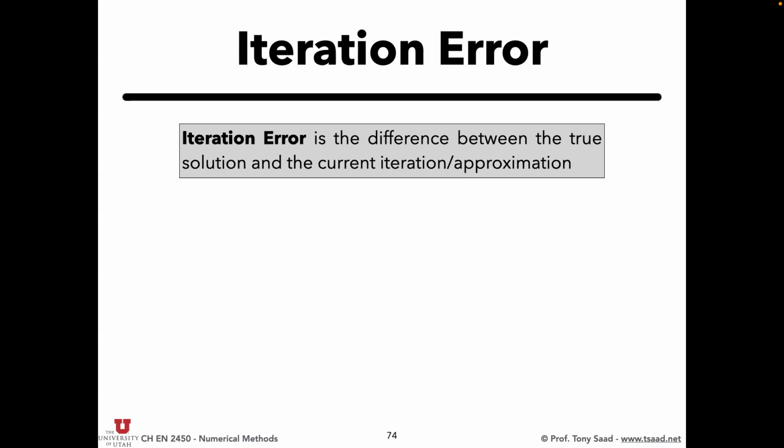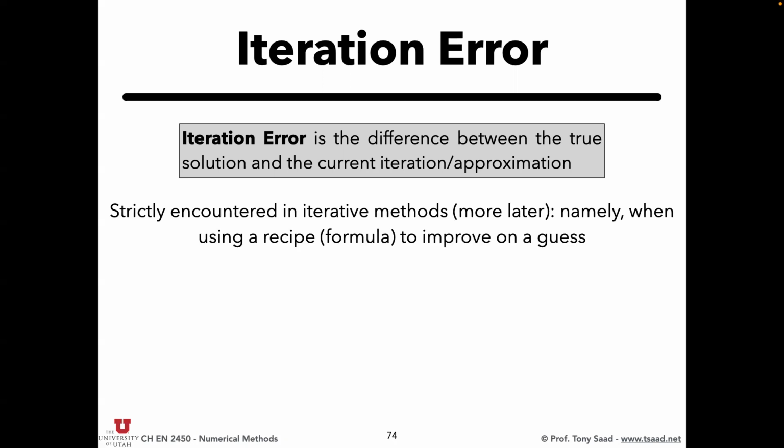Okay, so you might take a method that uses iteration and start with two different initial guesses. They will both converge to the right answer, but your iteration error will be different because you're starting from different initial guesses, right? So that error between the current iteration and the final answer, we define loosely as the iteration error, okay? So that's generally, like I said, strictly encountered in iterative methods, okay?